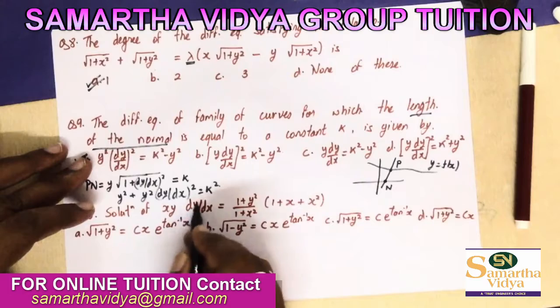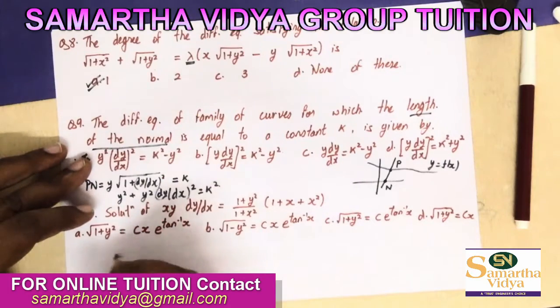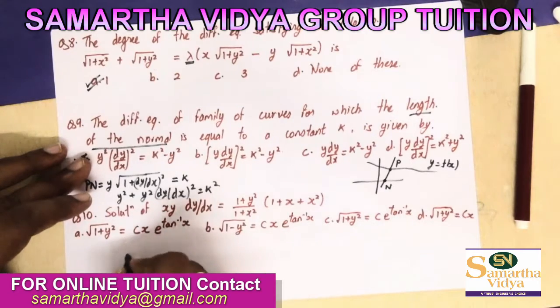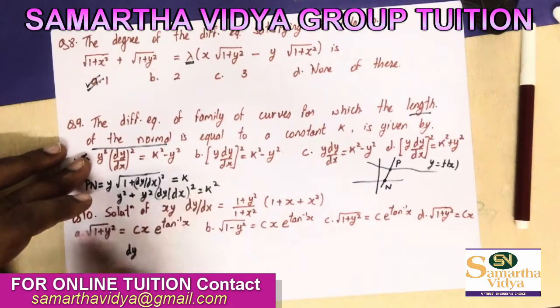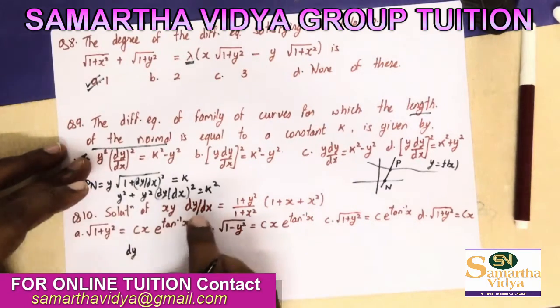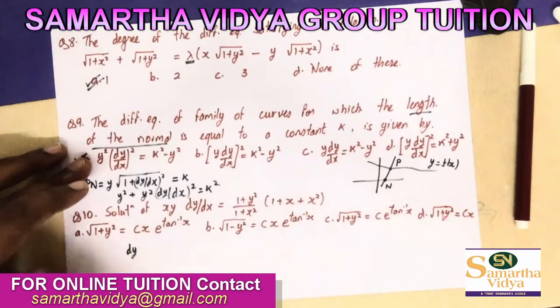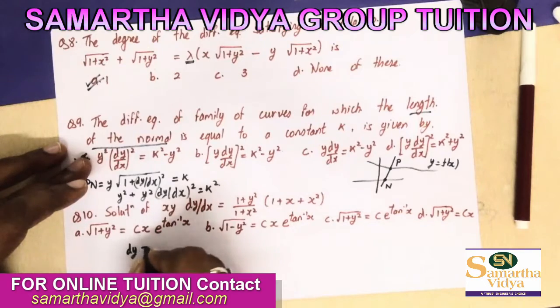So wherever dy is present, keep all the y terms on that side. You can see dy is in the numerator, so we'll keep the dy terms, that is the y terms, on this side, and dx, since it is in the denominator, I will take on the other side. So all the x terms will go on the other side. So on this side we have all the y terms coming.